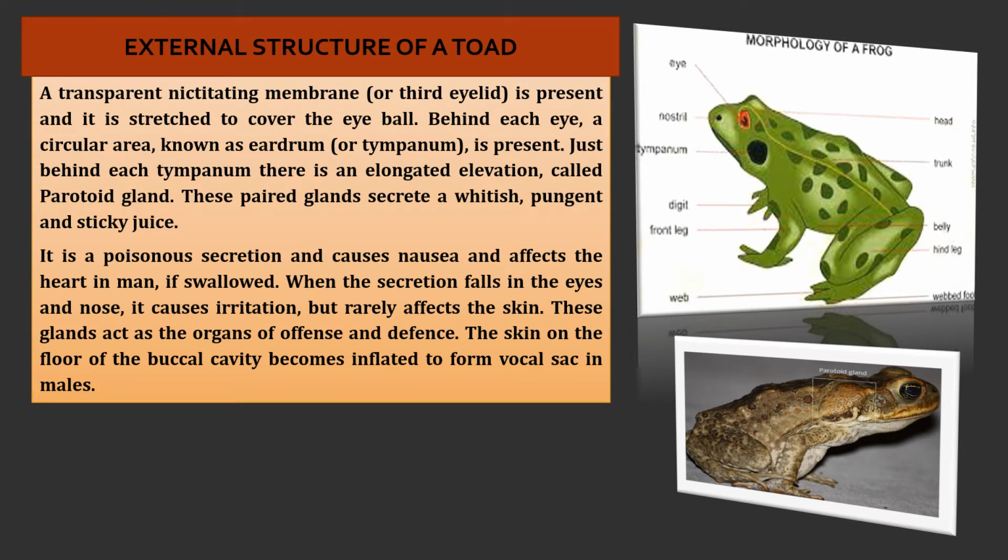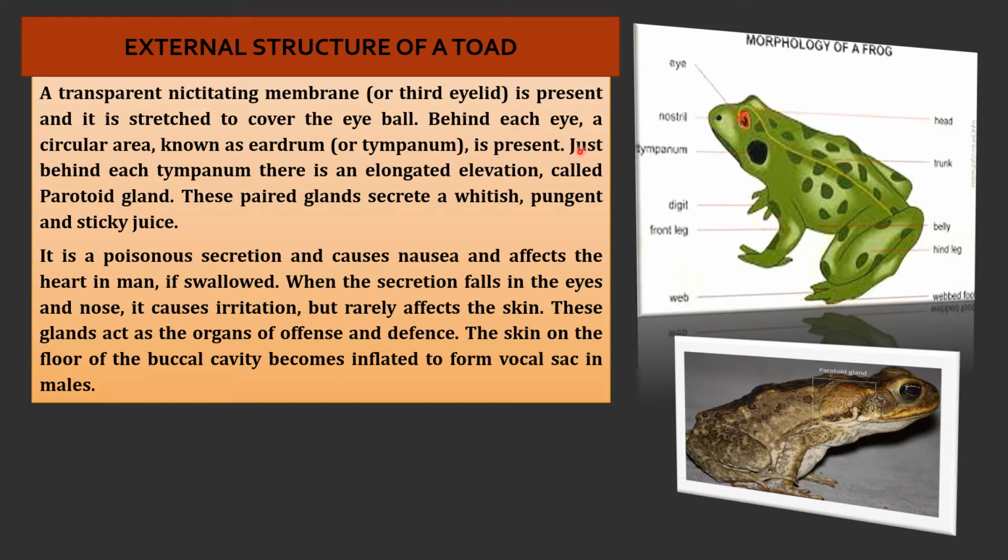A transparent nictitating membrane or third eyelid is present. Already I have shown you the diagram in my live class of an eye of a toad. Hope you have understood what is the nictitating membrane or third eyelid in case of a toad. And it is stretched to cover the eyeball. So, you can see in the diagram, this is the eye of a toad and this is the nictitating membrane over there, or you can say that this is the third eyelid.